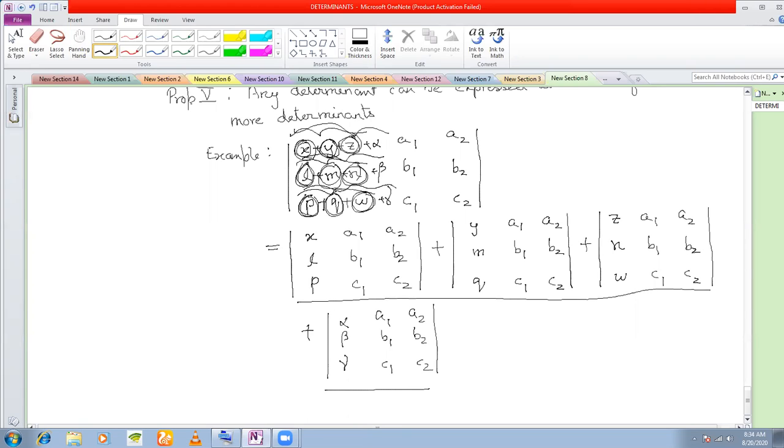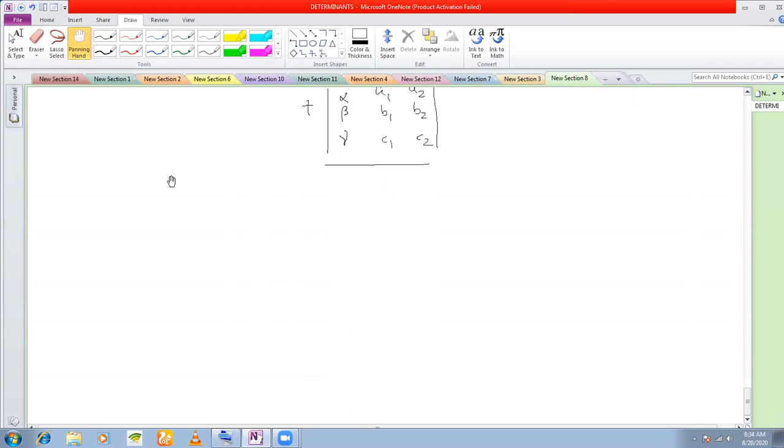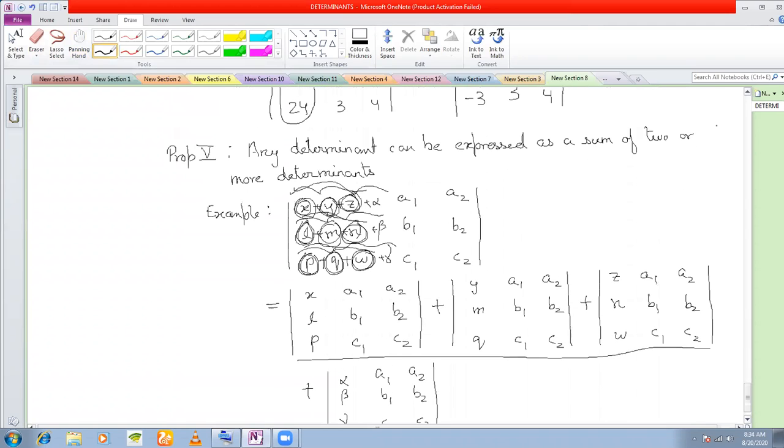So this is quite a straightforward property. And the next is a very important property that we are going to use. Do we have time to discuss, or maybe I'll just write it and discuss it later, because I have a class after this. Tomorrow I can discuss this in detail.